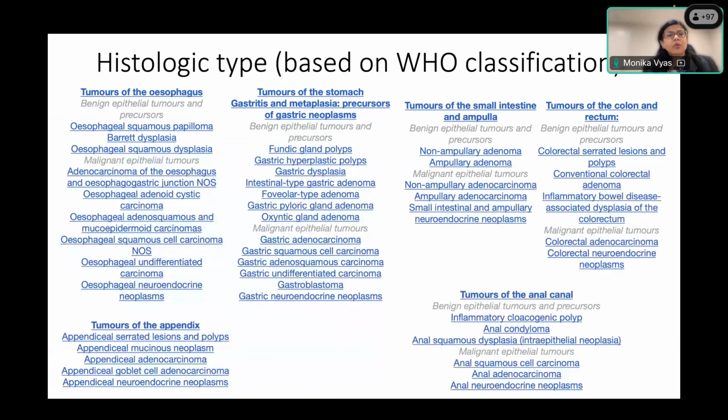So moving on to the histologic types. The WHO classification of each of the parts of the gastrointestinal tract is different. Most common being adenocarcinoma, but then you have a bunch of other histologic subtypes which you need to be aware of and classify appropriately. I won't go over each of these, but you can take a look.